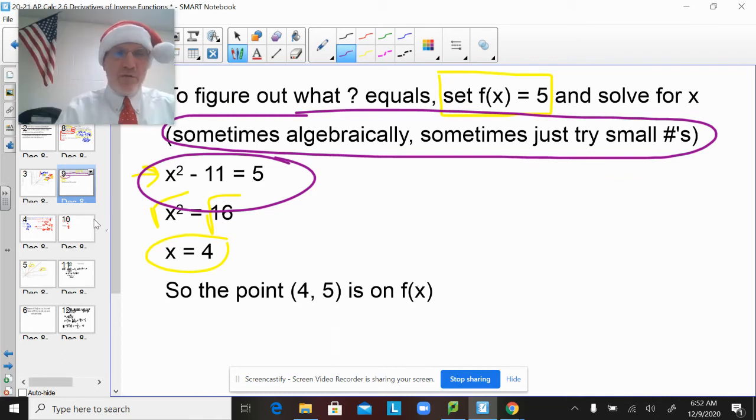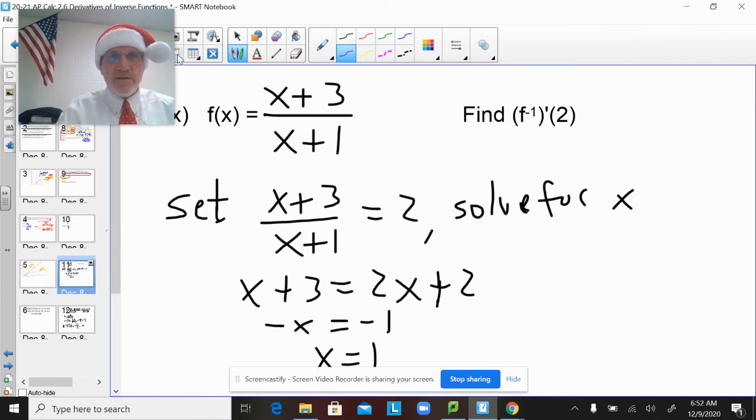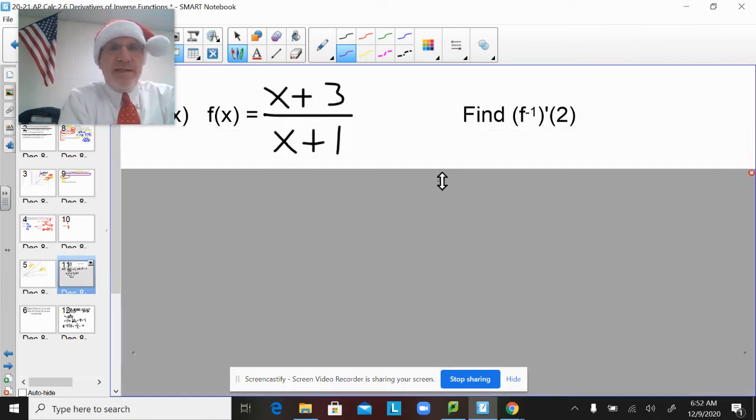So I have one more example for you, which is this one. I think I did the work, so let me cover this up a little bit. Okay, so here's what this problem will look like. It says f of x equals x plus 3 over x plus 1. And it says find f inverse of 2.